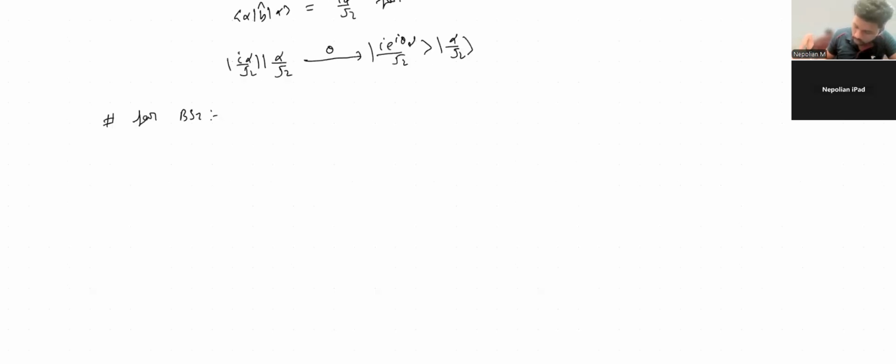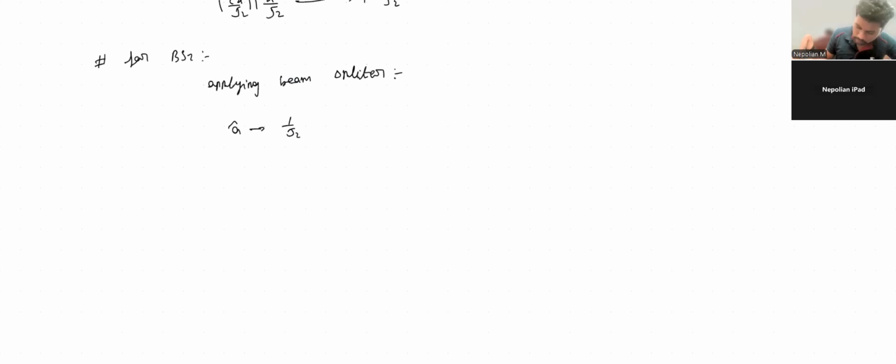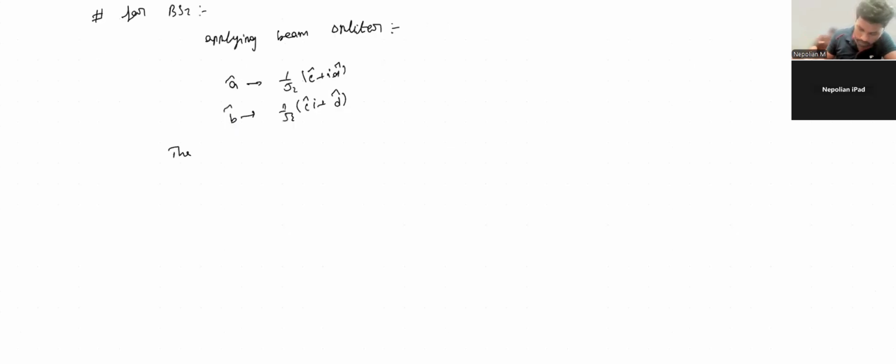Now second, let's first do BS2. Applying the beam splitter here, not using the input mode. From mode A we get 1 by root 2 (C cap plus i D cap), and from mode B, which gives 1 by root 2 (C cap i plus D cap). Similarly, here the input amplitude to BS2 is alpha A equal to alpha e to the i theta divided by root 2. Similarly, mode B gives i alpha by root 2.